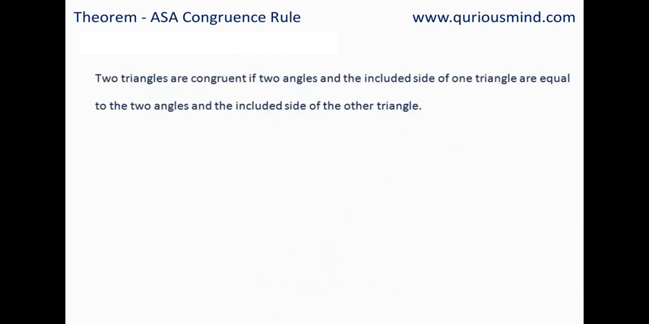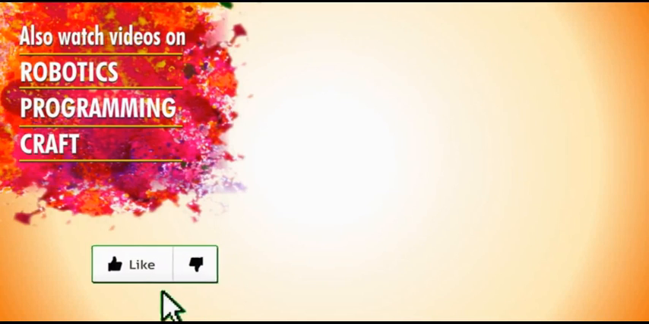Let's see the theorem once again. Two triangles are congruent if two angles and the included side of one triangle are equal to the two angles and included side of the other triangle. In our next video, we will do a few practice sums related to the axiom and the theorem we have learned so far.